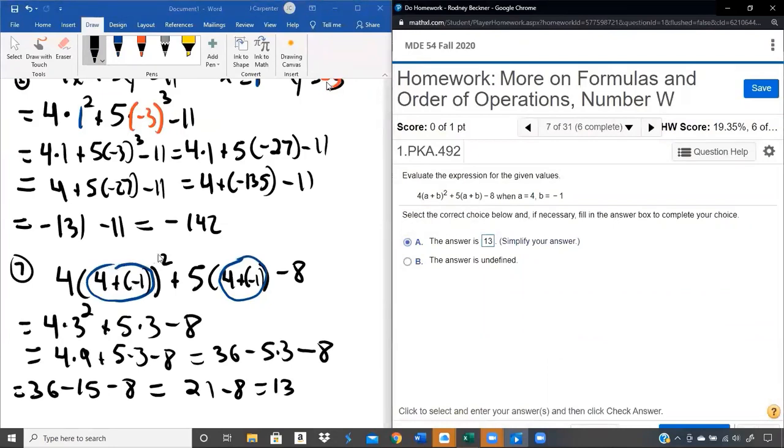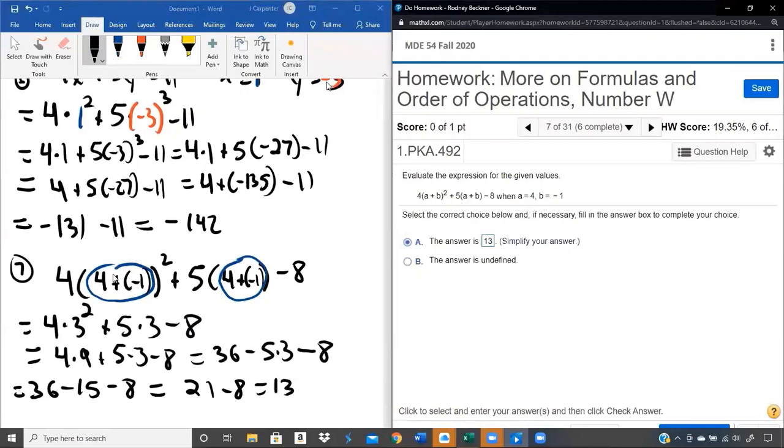4, a plus b squared. 5, a plus b minus 8. A is 4, the b is negative 1. So the 4 plus the negative 1 should be a 3. So that's 4 times 3 squared, and then a 5 times a 3. We have our minus 8. All right, then we do our exponents. So that should be the 9. 4 times 9 plus 5 times 3 minus 8. The 4 times the 9 gave us a 36. The 5 times a 3 gave us a 15.